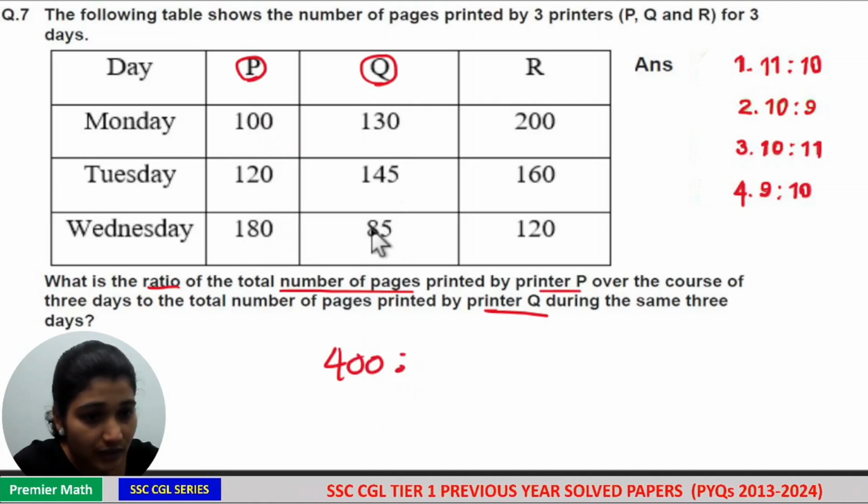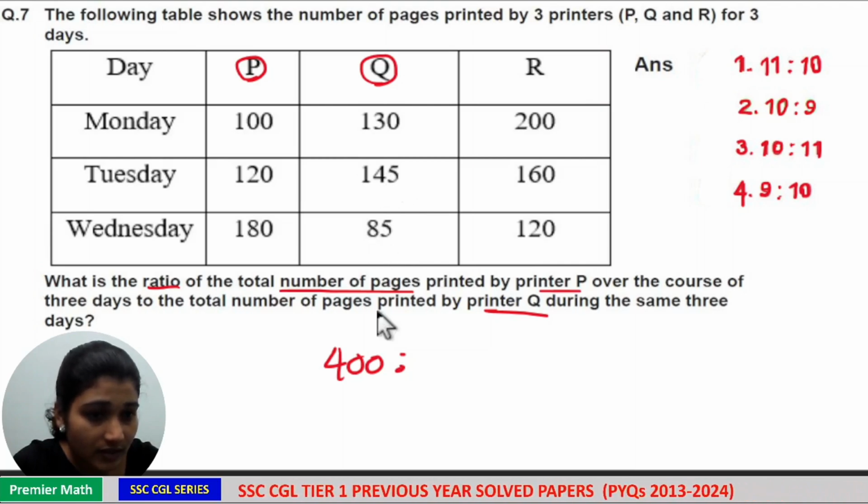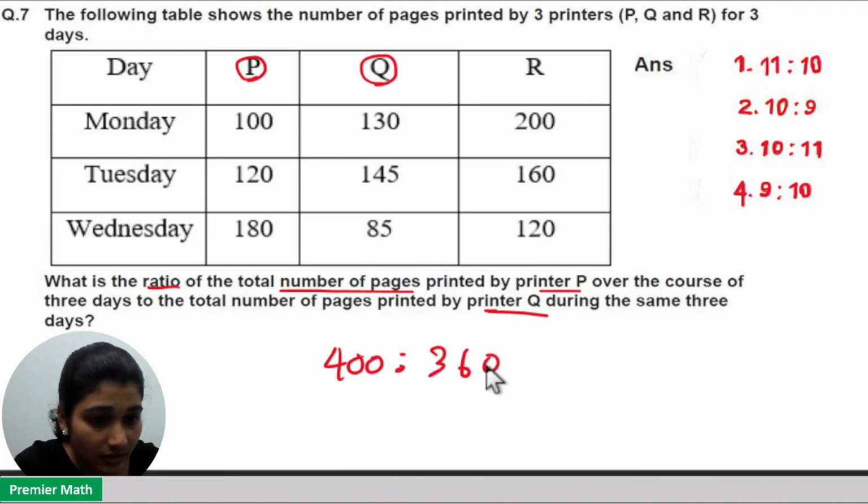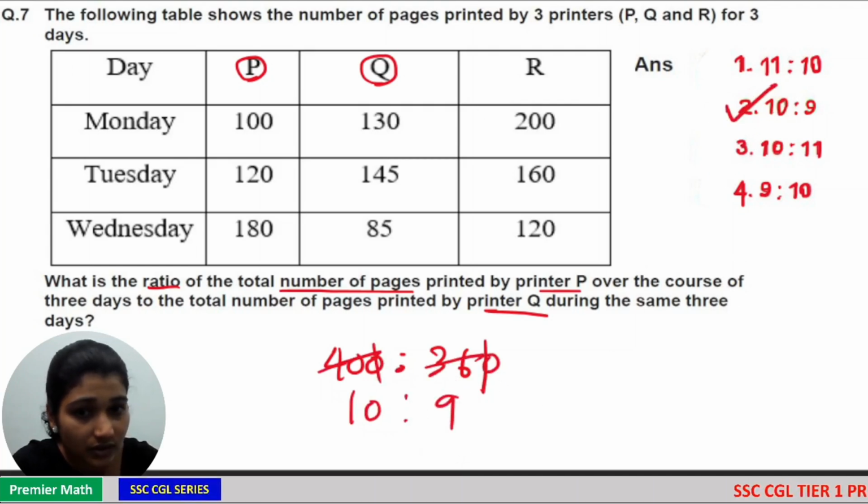275 plus 5, 280. 280 plus 80 is equal to 360. Now if you take the ratio, 4 goes 10 times in 40 and 9 times in 36. Option 2 is your answer. 10 is to 9.